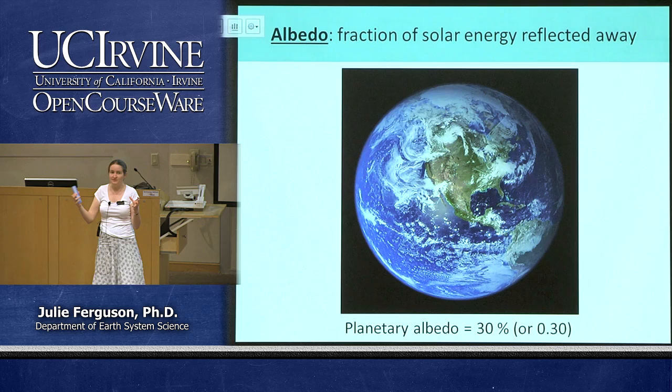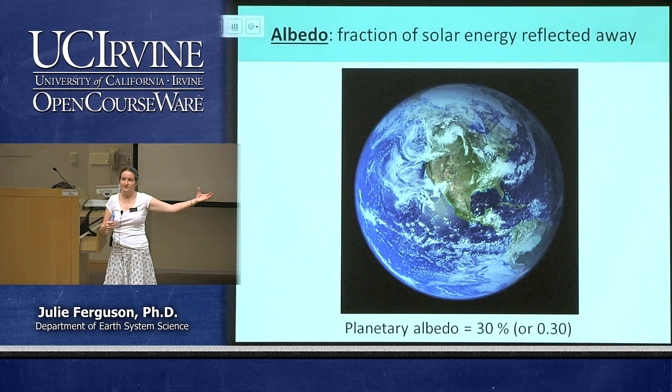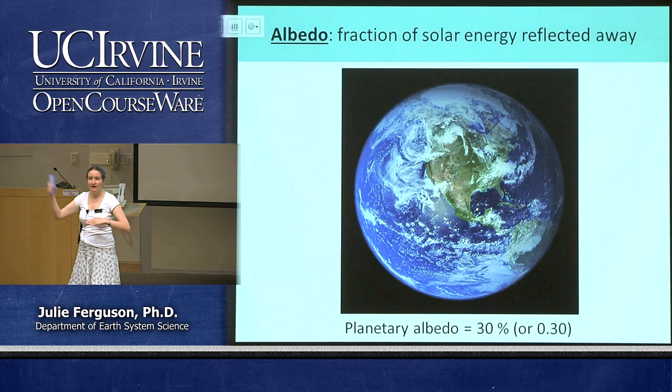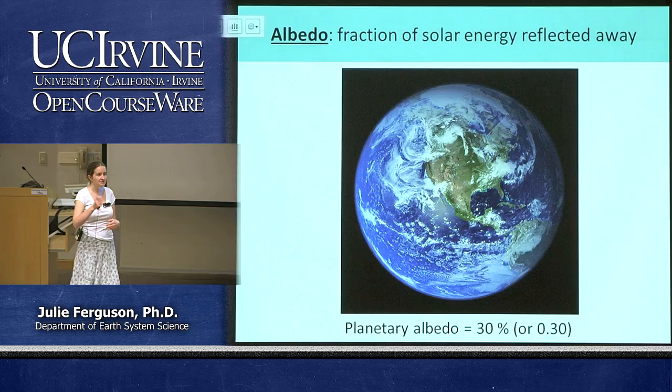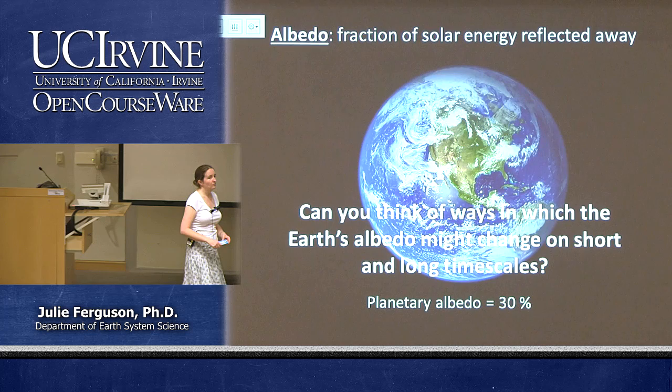So if that 1,367 watts per meter squared is coming in, 30% of that gets reflected back and has nothing to do with warming up the Earth. Okay, so our planetary albedo is 30%. That's the 30% that's reflected back to space. So, can you think of ways in which we could change the Earth's albedo?